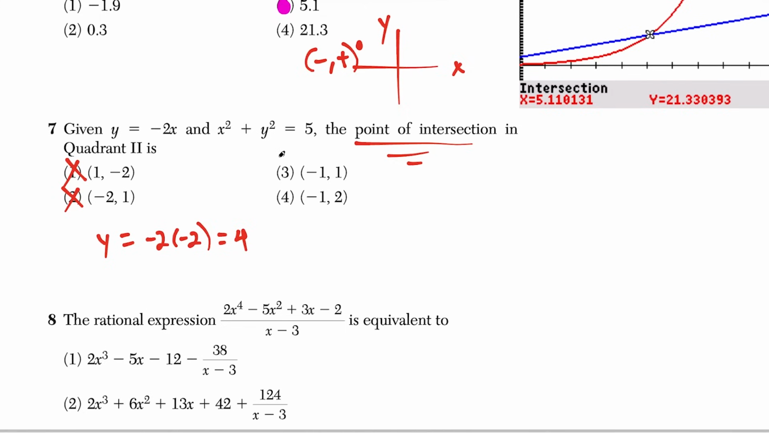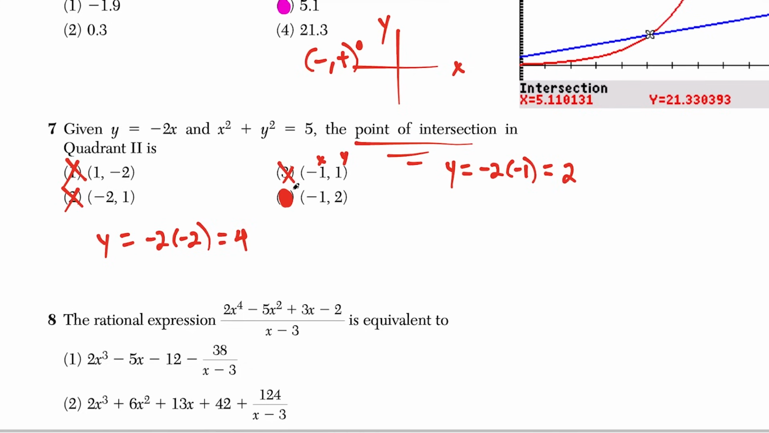So moving on now to negative 1, 1. If I were to plug this into the first equation, I would have y equals negative 2 times x, and here my x is negative 1, so negative 2 times negative 1 is positive 2, and I can see right here that this also doesn't match. So narrowing this down right away to choice 4 tells us choice 4 is our answer. So process of elimination is a very effective way to get to the answer.